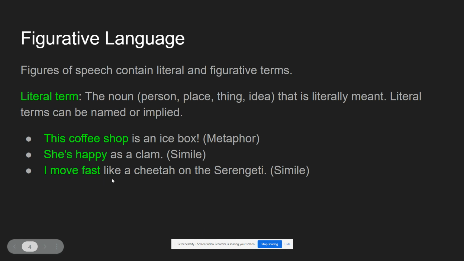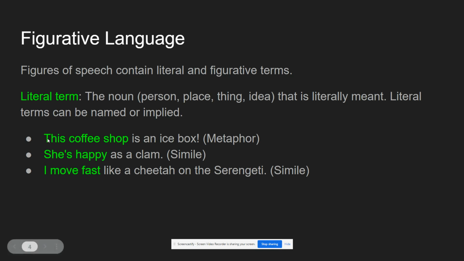Here's another one. I move fast, like a cheetah on the Serengeti. So we are just comparing the cheetah, which is not a real thing, with I. I, and the way I move, is a real thing that we're talking about. The cheetah is only used as a figure of comparison. So it is a figurative term.